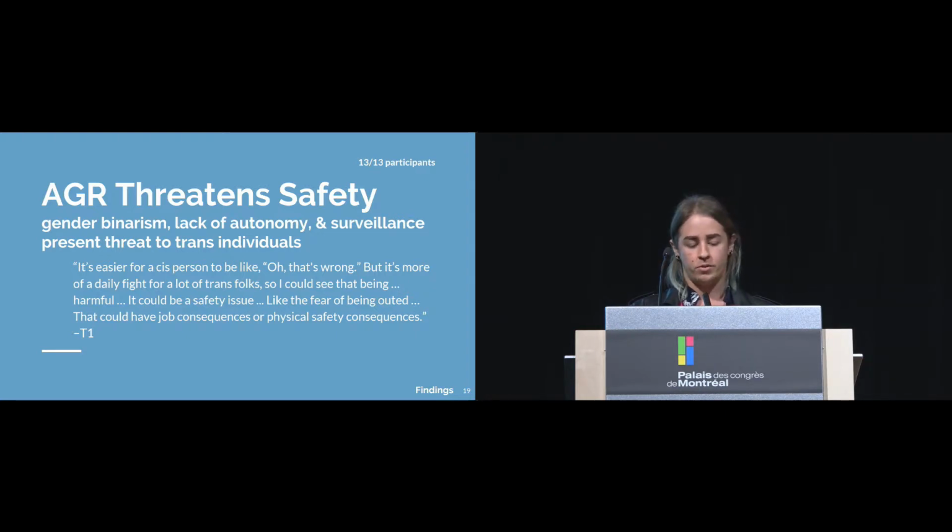It could be a safety issue, like the fear of being outed, and that could have job consequences or physical safety consequences. All of our participants raised concerns about the possibility of AGR being misused to perpetuate discriminatory or malicious acts targeting transgender individuals.